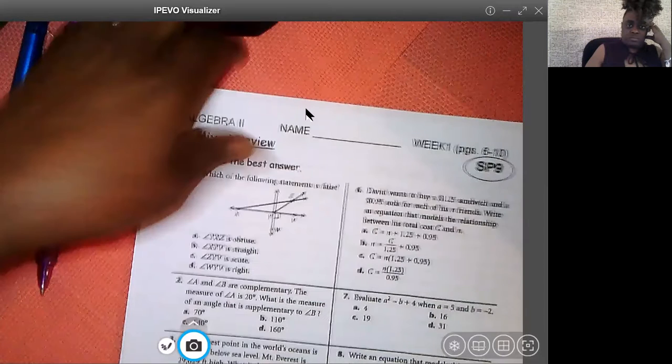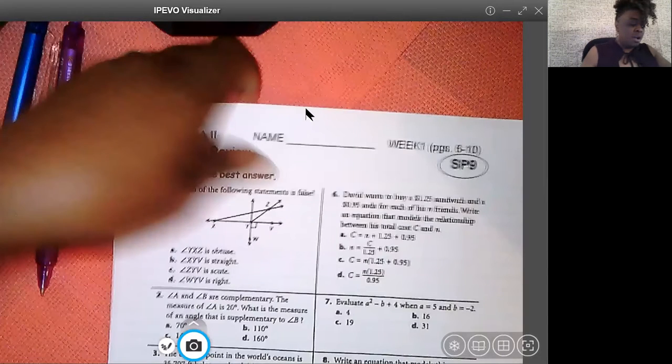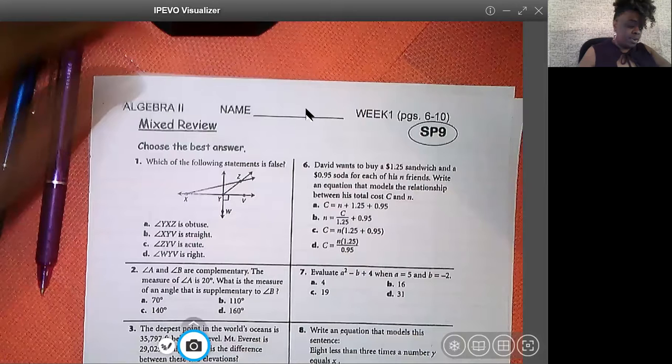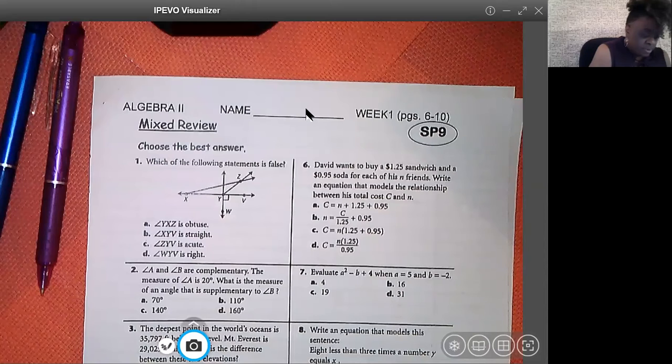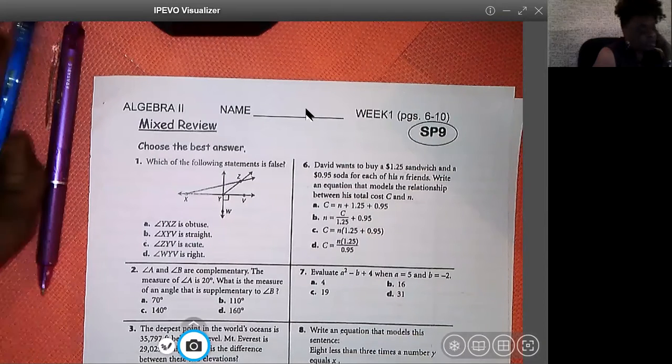All right, on to lesson 9. So we have a mixed review here, and it's just a compilation of the skills that we've been over so far this week. So let's go ahead and look at number 3.